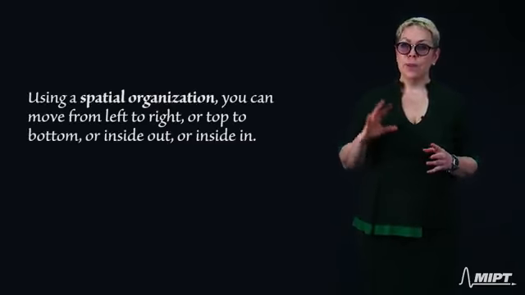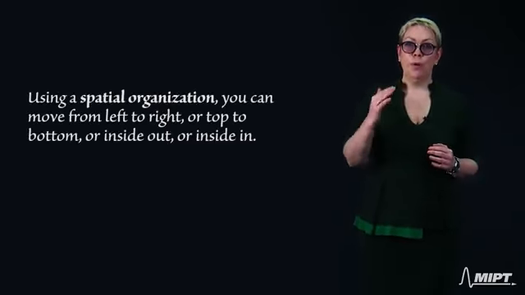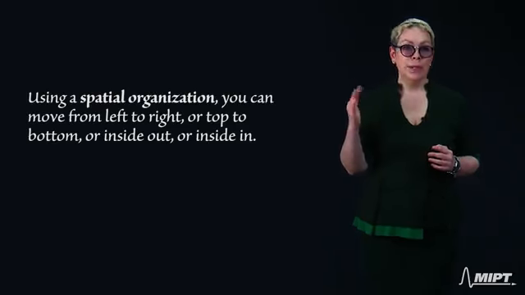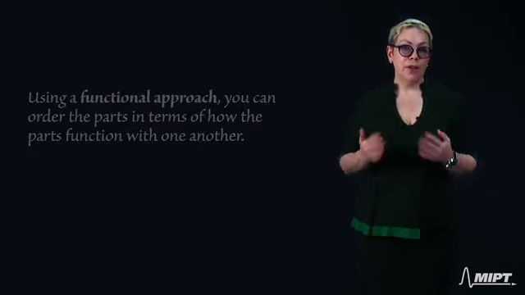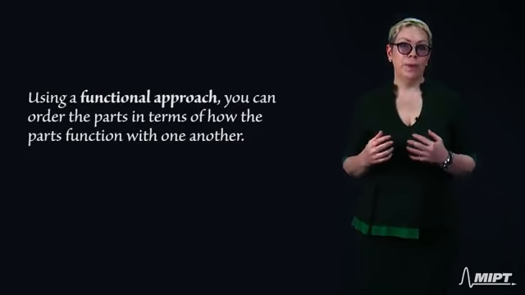Consequently, the decision regarding the order in which to list the mechanism's parts is not trivial. It effectively determines the structure for the rest of the mechanism description. There are two ways to order the parts: spatially and functionally. Using a spatial organization, you can move from left to right, or top to bottom, or inside out or outside in. Using a functional approach, you can order the parts in terms of how the parts function with one another.